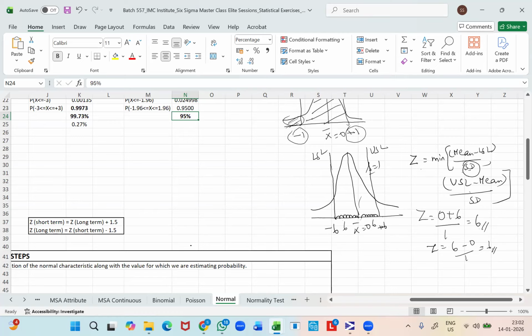So the sigma level is not going to be the same as it was when the mean was aligning with the target. The mean is going to move away from the target, either on the LSL side or on the USL side. You will see a dip in the sigma level, right? As per Motorola, in the long run, the mean will not remain in the same position as it was during the short run. The mean will shift and drift 1.5 either to its left or to its right.